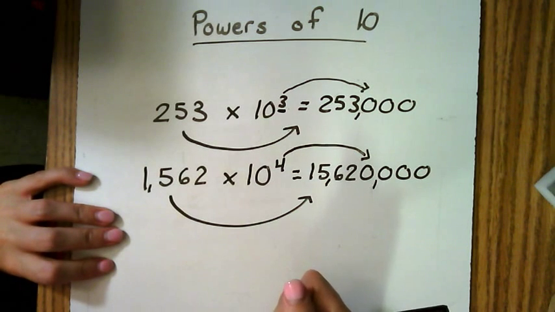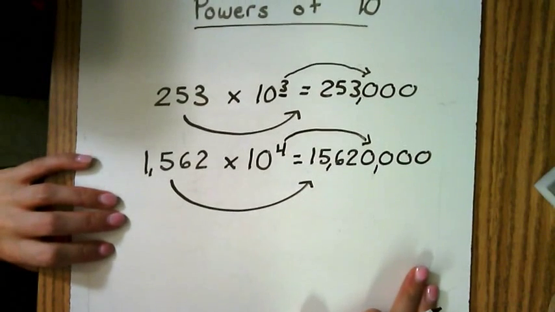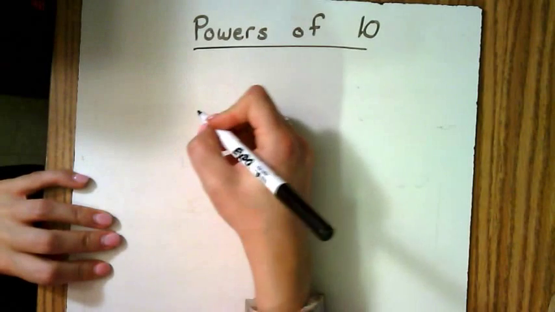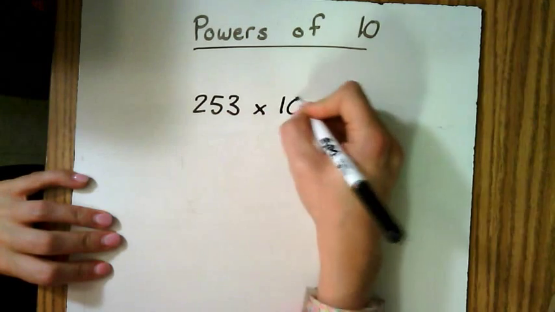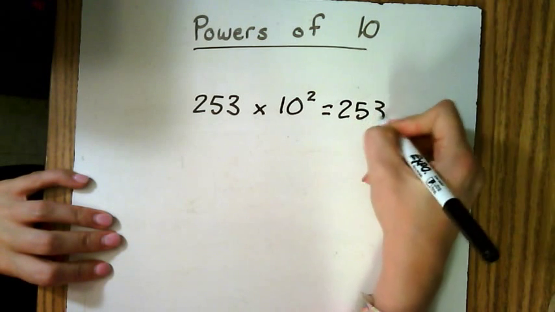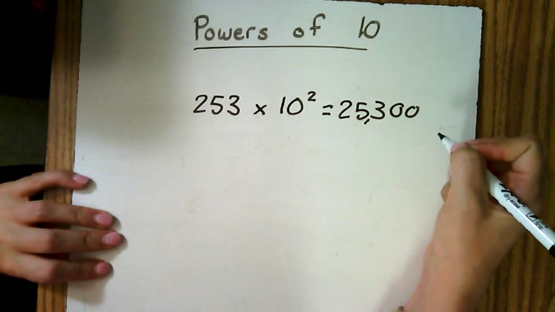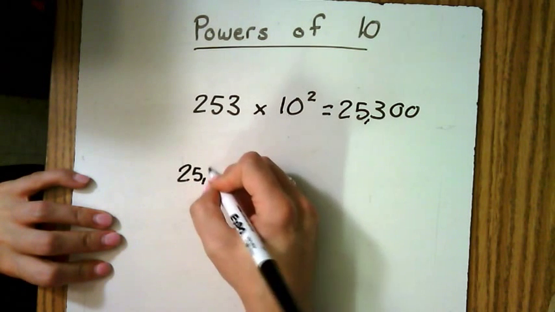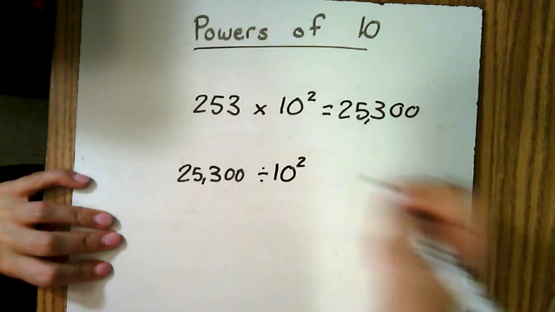Now, for those of you watching, I'm giving you a special treat by showing you something I haven't yet taught in class, but I think you'll be able to get pretty quickly. If we took a number, let's say 253, and we multiplied it by 10 to the second power, using our trick, we know that would be 2 zeros, 1, 2, 25,300. So what do you think would happen if we took 25,300 and we divided it by 10 to the second power?